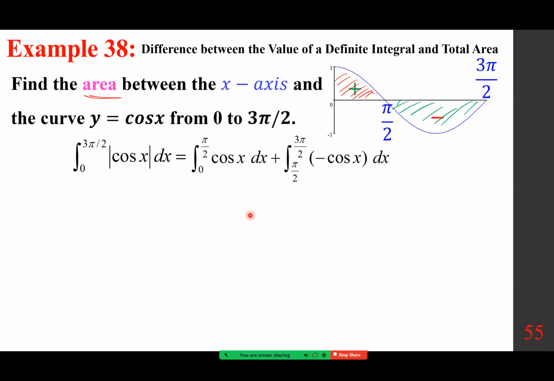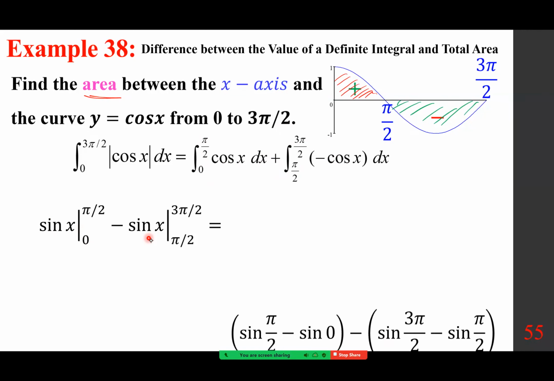This gives you sine x. Remember, the derivative is negative, but the integral is positive. So sine x from 0 to π/2 minus, because of this negative sign, minus sine x from π/2 to 3π/2. So plug in π/2 and then 0, minus plug in 3π/2 and then π/2.